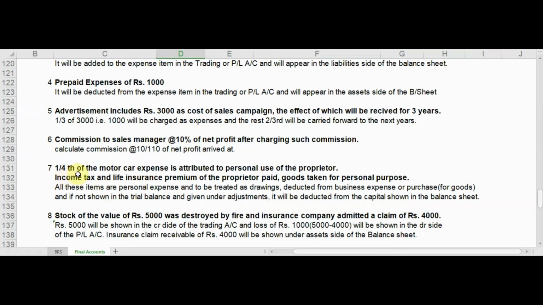Next, 1/4 of the motor car expense is attributed to personal use of the proprietor. Income tax and life insurance premium the proprietor paid. Goods taken for personal purpose. All these are examples of drawings. All these items are personal expenses and to be treated as drawings. Deducted from business expenses or purchase of goods. Let's say it will be deducted from purchase, and if not shown in the trial balance and given under adjustments, it will be deducted from the capital as well in the balance sheet.